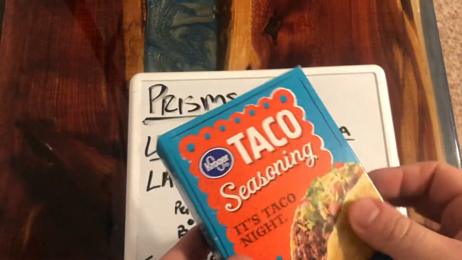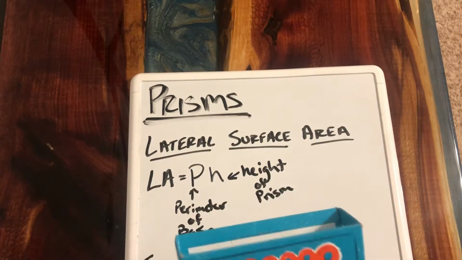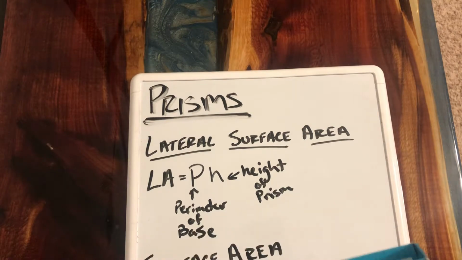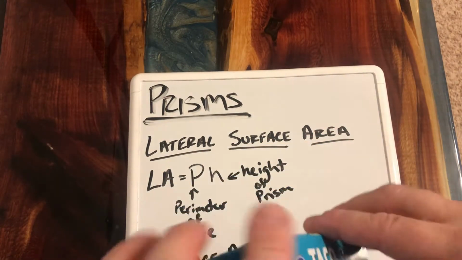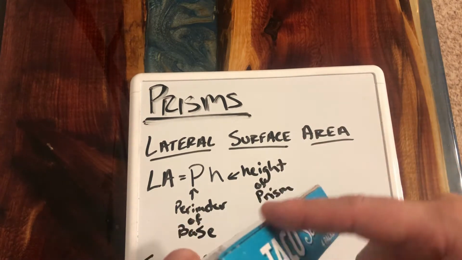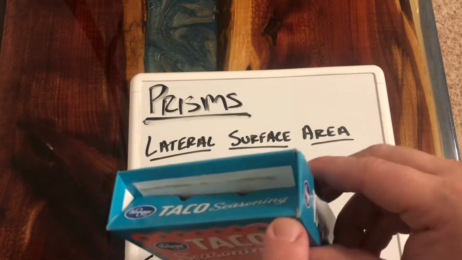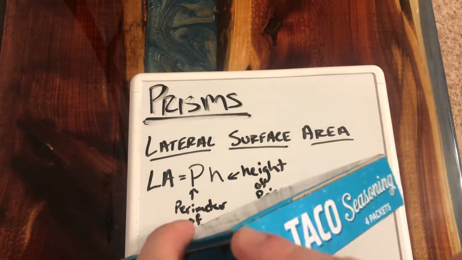faces. So as we're looking at it, in order to find our lateral surface area, we're going to take the perimeter of the base. Right, take the perimeter of the base and multiply by the height. The height would be the distance between the two bases. Again, one more time, perimeter of the base times the height.